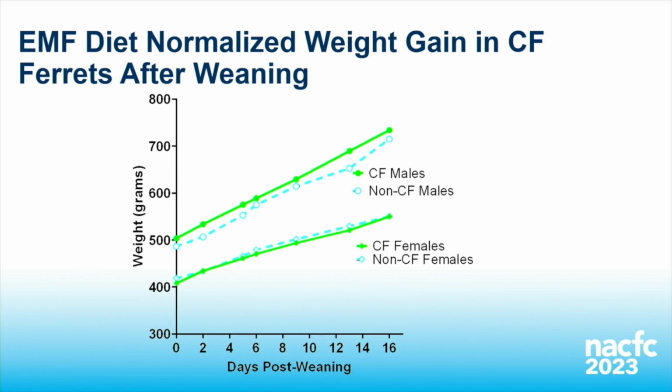And we also had a similar effect when we looked at them post-weaning. Now they're eating the EMF diet themselves. Historically, as everyone in this room can imagine, CF ferrets were slightly smaller than their siblings. Weight gain was a little slower, overall size was a little lower. That all disappeared when we switched over the diet. With the EMF diet, there is literally no difference between a CF and a non-CF ferret anymore. They have the exact same growth rate for both males and females.